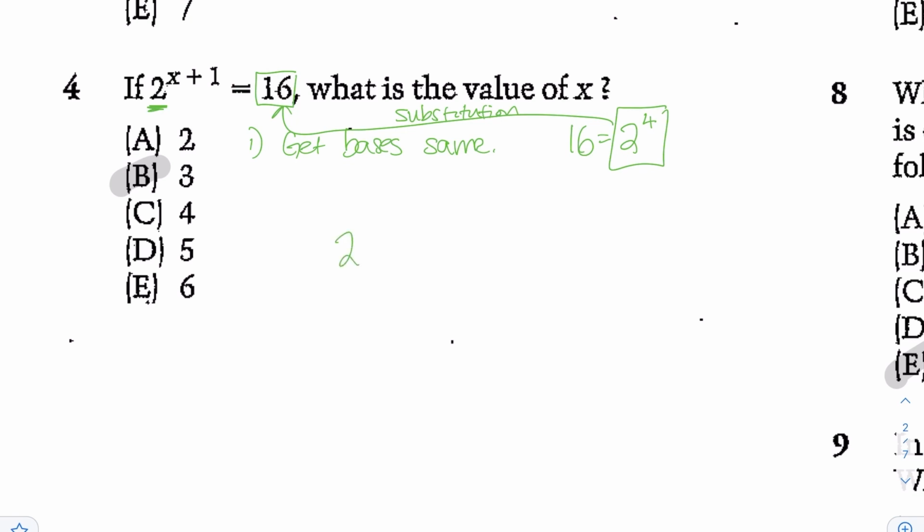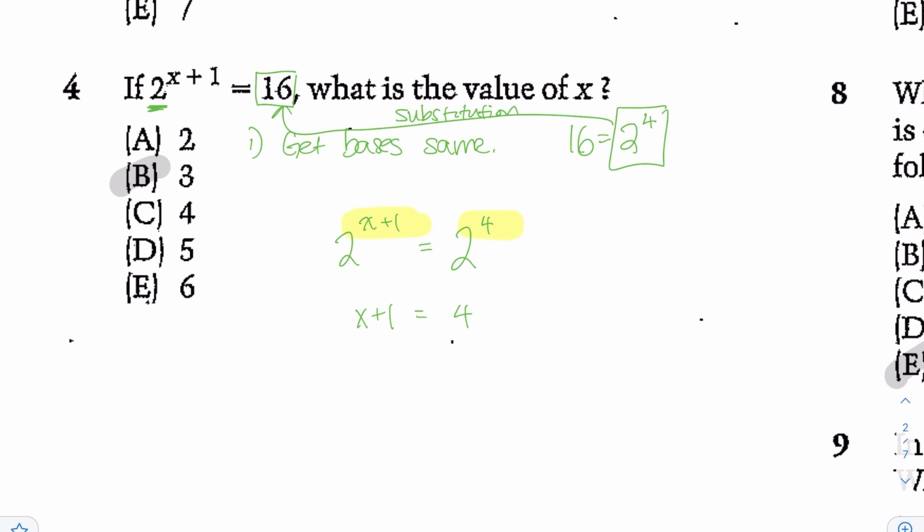You'll have on the left side, it's still 2 raised to the x plus 1. And now on the right side, instead of 16 raised to the 1st power, it's now 2 raised to the 4th power. And now because the bases are the same, you know that the exponents, x plus 1 and 4, have to be equal to one another. So you know that x plus 1 has to be equal to 4 because now the bases are the same. You can make the exponents equal.